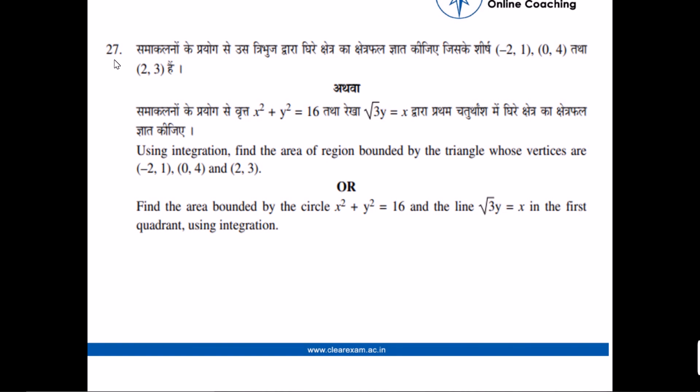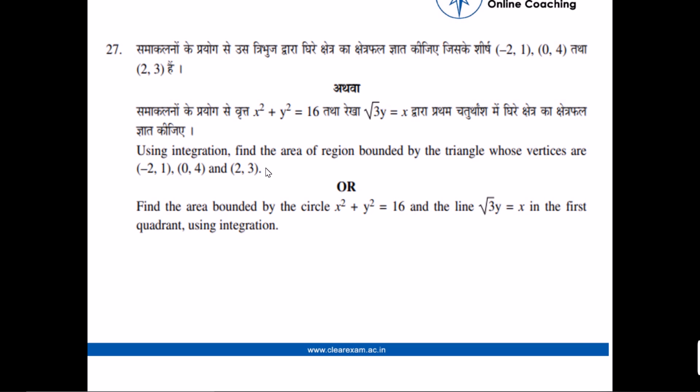So the 27th question is: using integration, find the area of the region bounded by the triangle whose vertices are (-2, 1), (0, 4) and (2, 3). Or, find the area bounded by the circle x square plus y square is equal to 16 and the line root 3 y is equal to x in the first quadrant using integration.